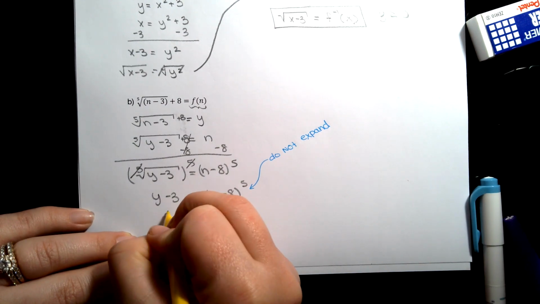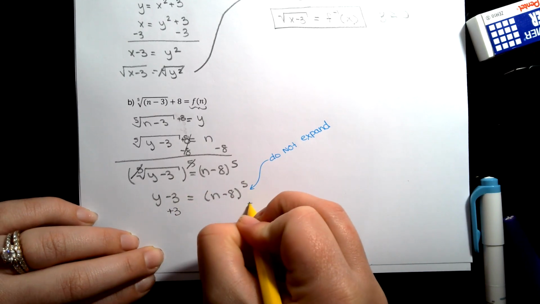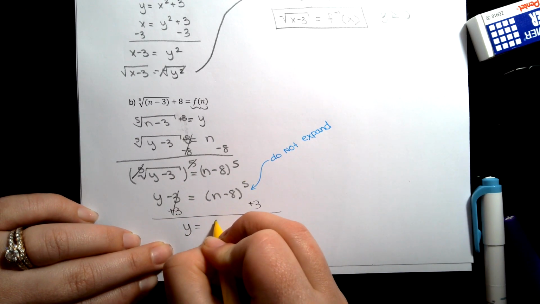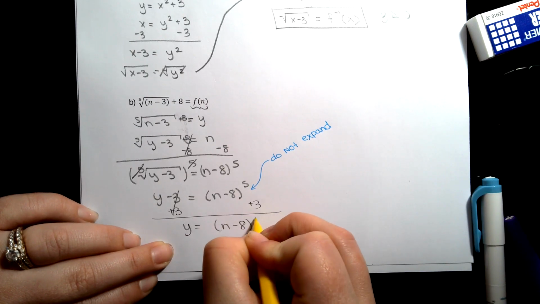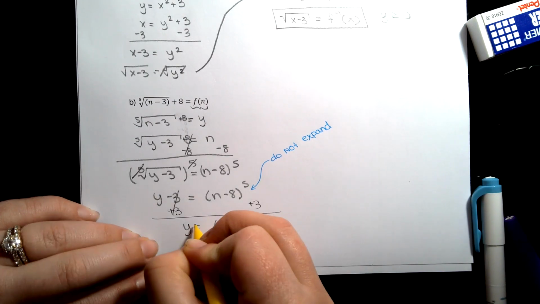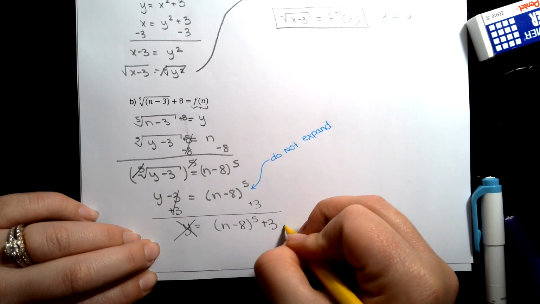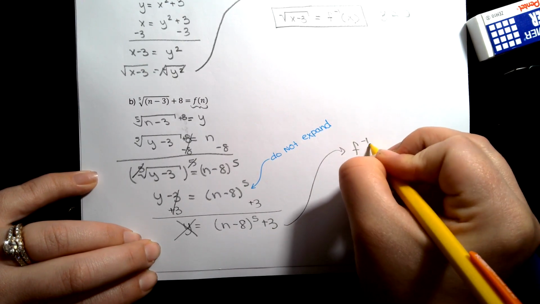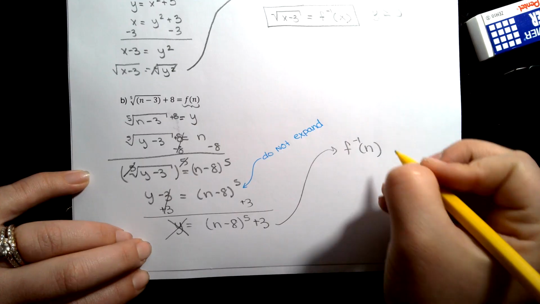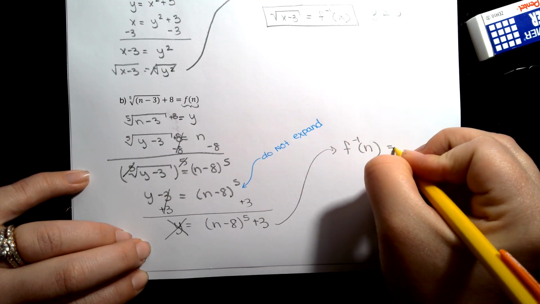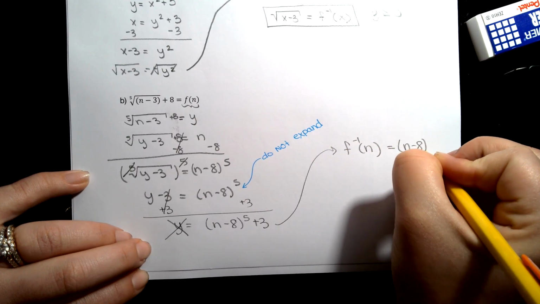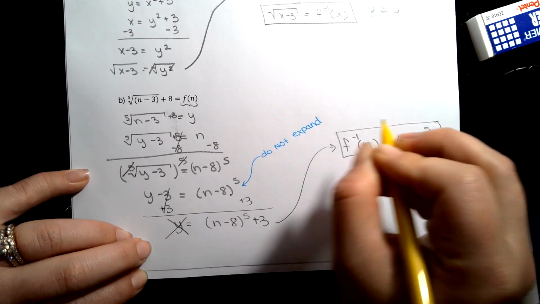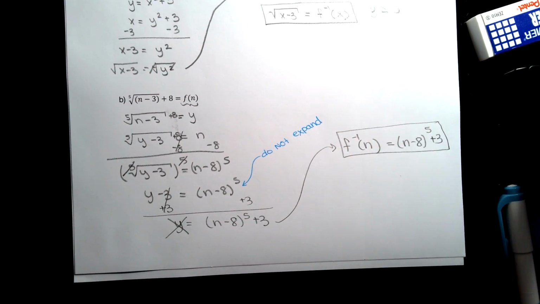Not done yet. We need to solve for y. So I'm adding 3. y is then equal to n minus 8 raised to the fifth power plus 3. And again, you don't have y. y is something else, so we need to write inverse notation. So the inverse function notation is the inverse of n is equal to n minus 8 raised to the fifth power plus 3. No limitations on domain or range, so this one is the answer.